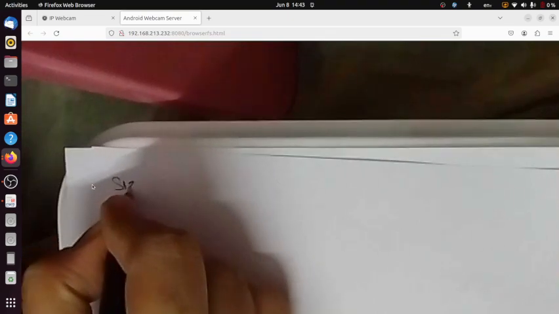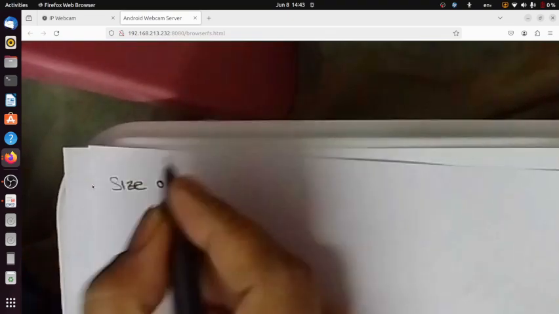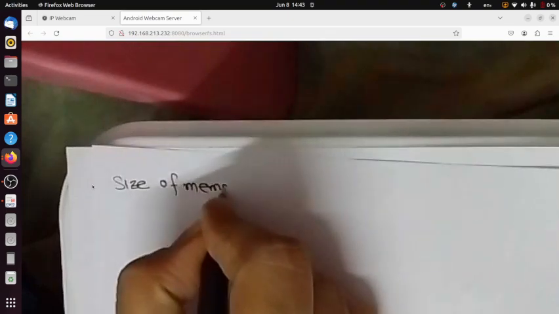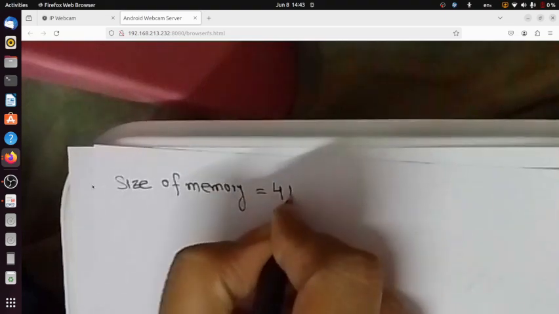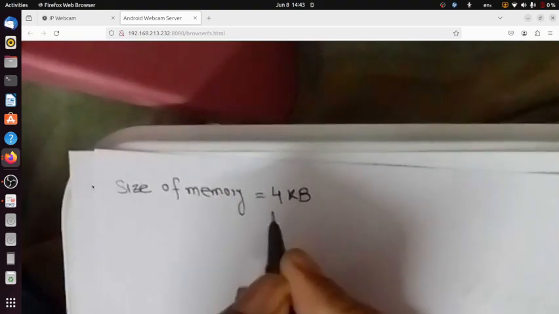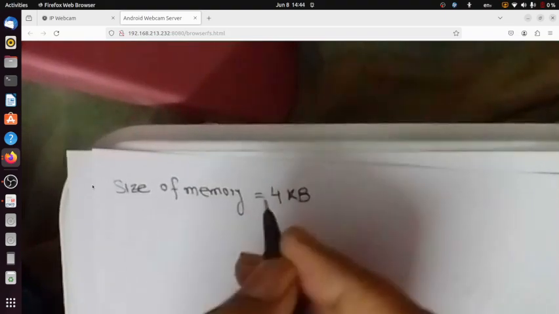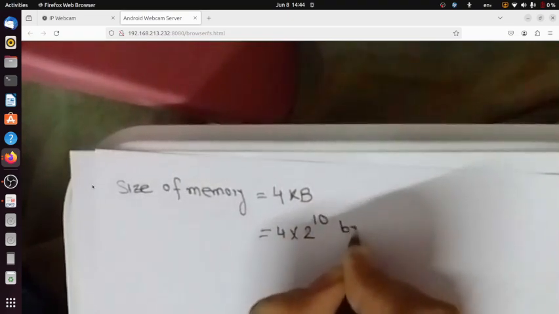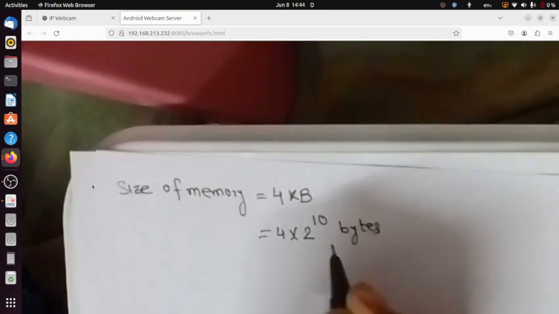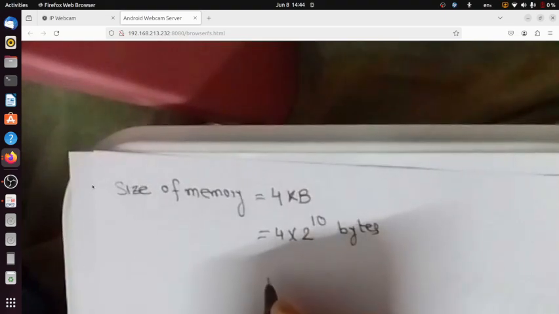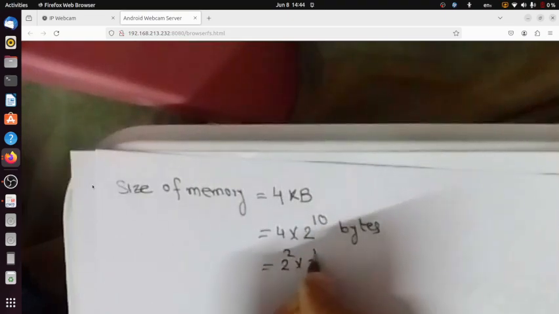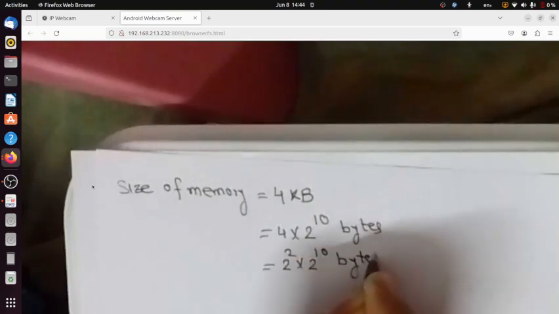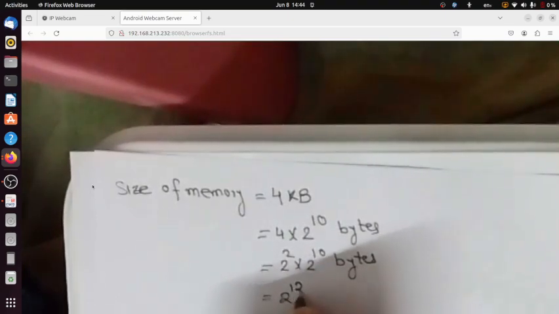The size of the memory that we are going to design is 4 KB, and the memory is byte addressable. So 4 KB means 4 into 1 K, that is 2 to the power 10 bytes. So 4 means 2 to the power 2, into 2 to the power 10 bytes. So the size of the memory will be 2 to the power 12 bytes.